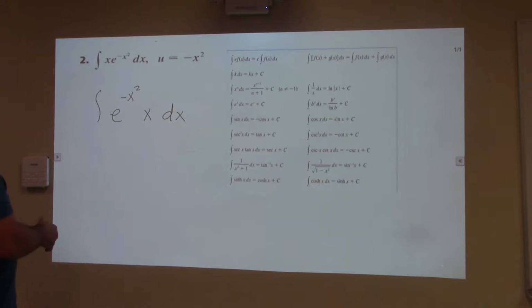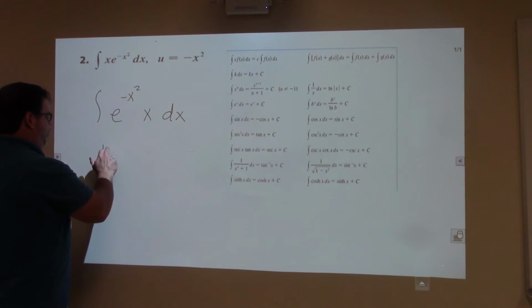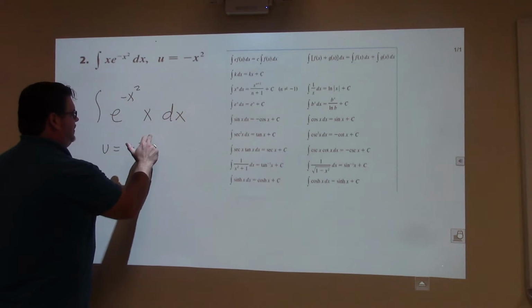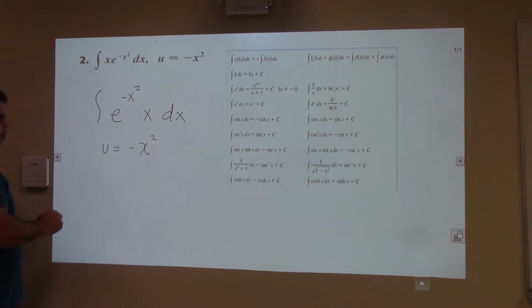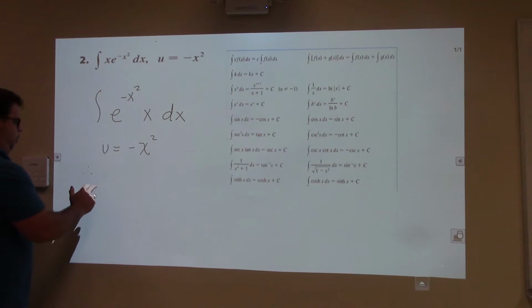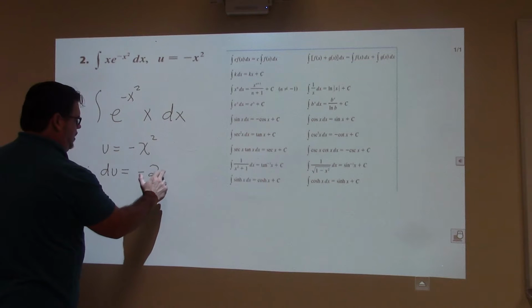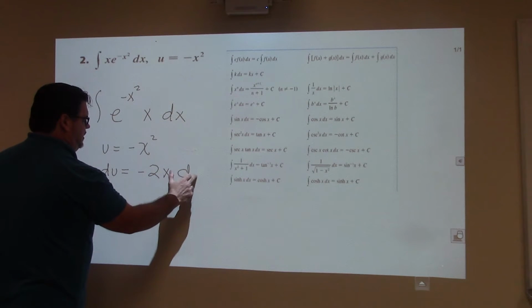So u is equal to negative x to the second. Therefore, du is equal to negative 2x dx.